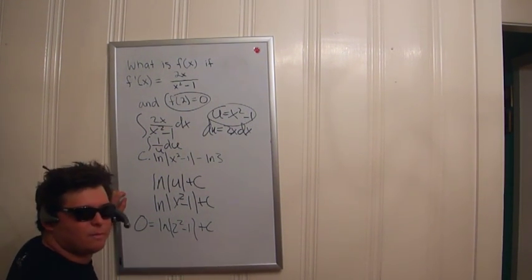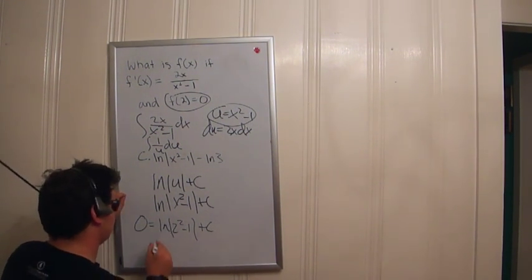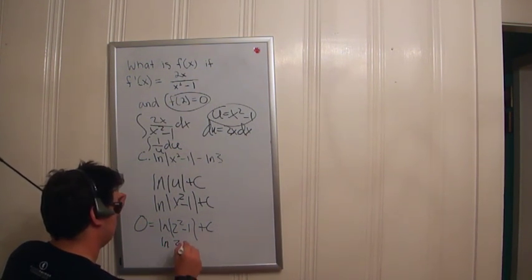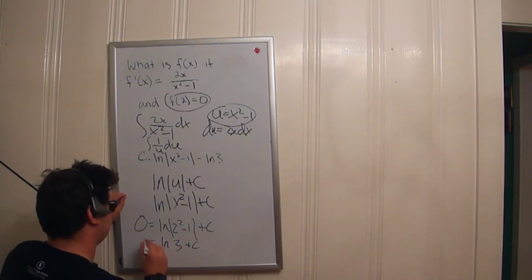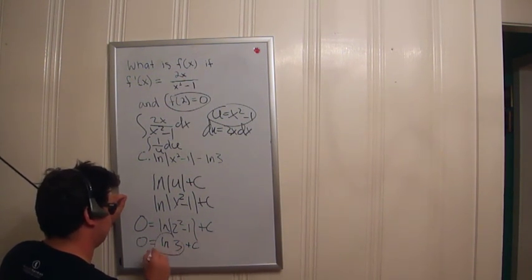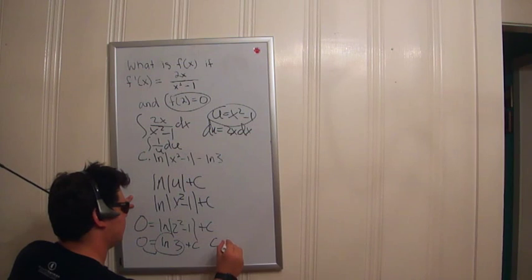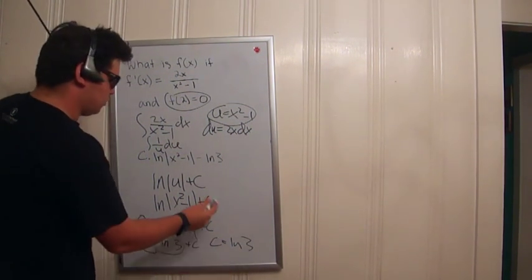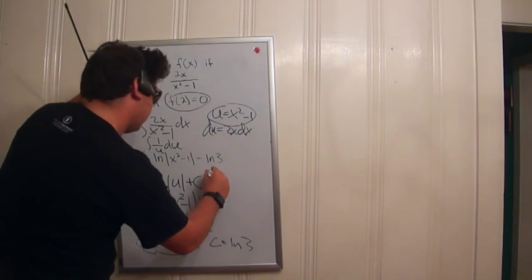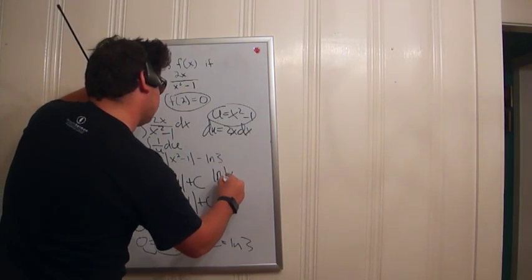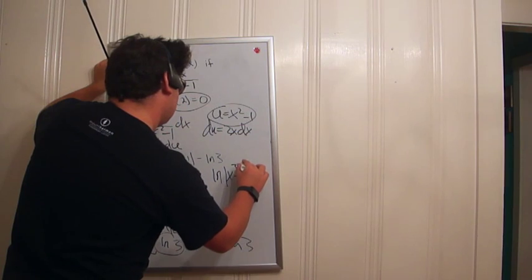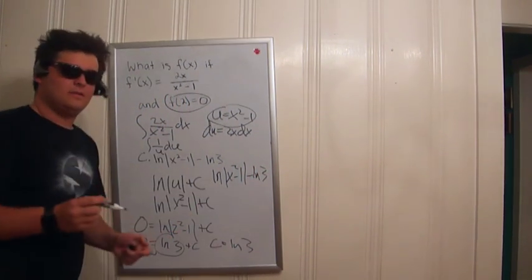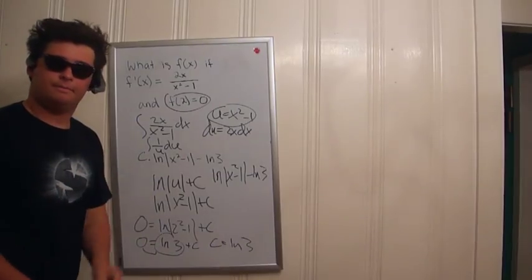So we're going to solve this out here. We don't actually have to go into the deep numbers of it. That's going to be the natural log of 3 plus c equals 0. So if we move that over, we have c equals the natural log of 3. We plug that back into the original equation, and we get the natural log of the absolute value of x squared minus 1 minus the natural log of 3. And that's all I got for you.